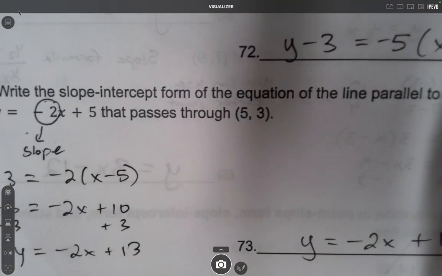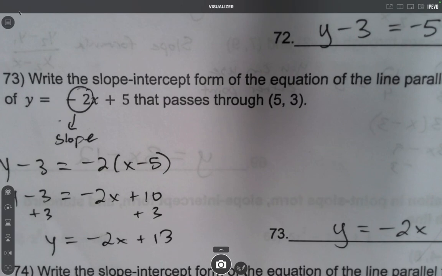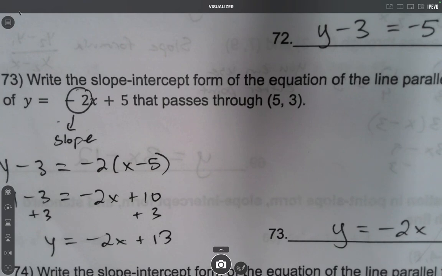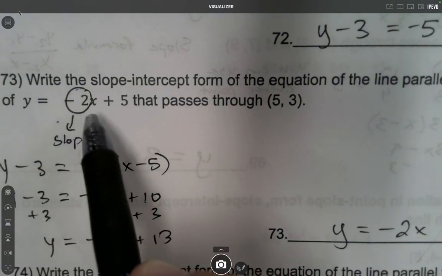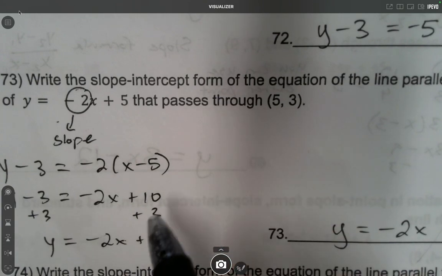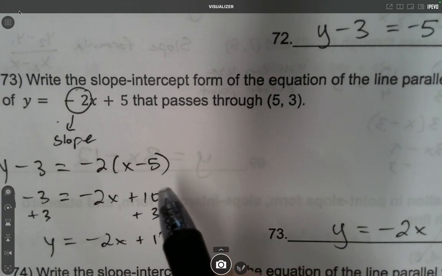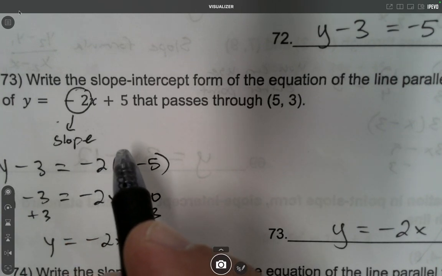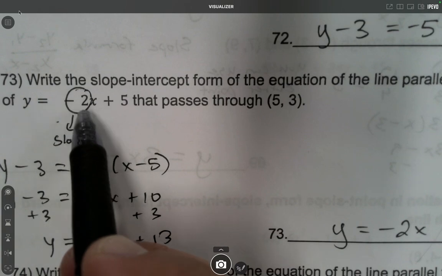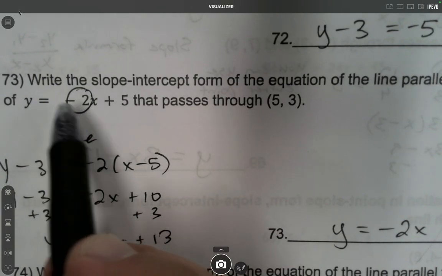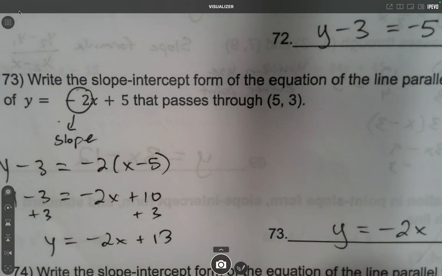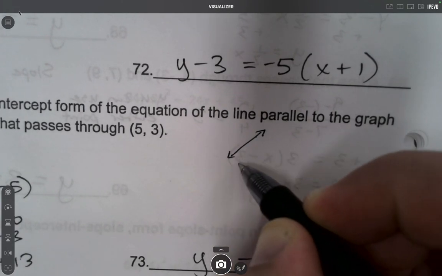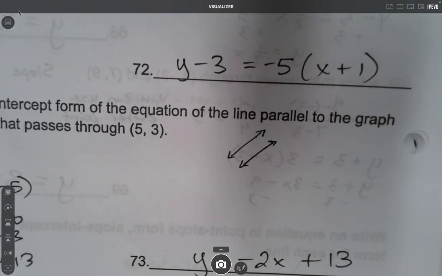Okay, 73 changes our method here. This is write the slope-intercept form of the equation of the line parallel to the graph of y equals negative 2x plus 5 that passes through 5, 3. So this is still giving us a point and a slope, but we have to make sure we can find the slope, because the slope of a line is its coefficient in front of x. So this is not our line, it's just saying we're parallel to this line, meaning if the line they just told us goes this way, our line also goes that same direction. They have the same slope.